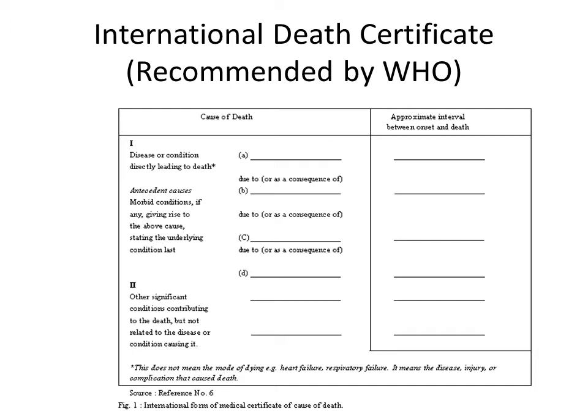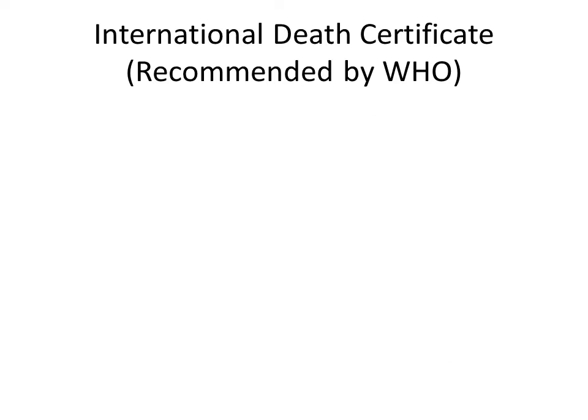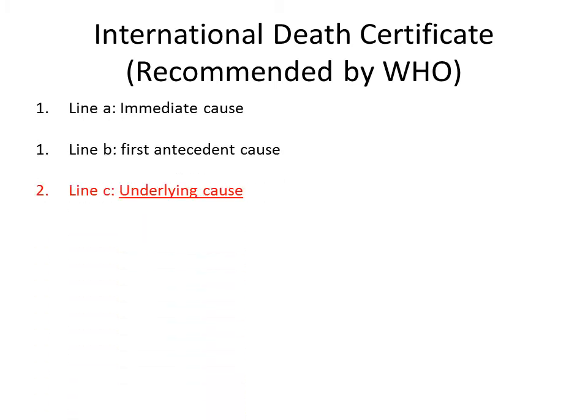This is the International Death Certificate that is recommended by the WHO for use in all the countries. Note that there is a line A in the cause of death, line B and line C. There is section D in the second part of cause of death. Line A records the immediate cause of death. Line B records the first antecedent cause of the death. Line C records the underlying cause of death, and this underlying cause forms the essence of the International Death Certificate.